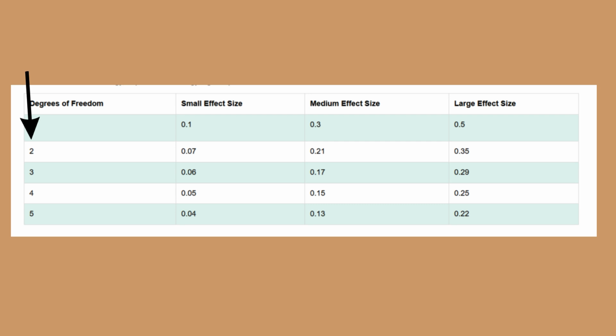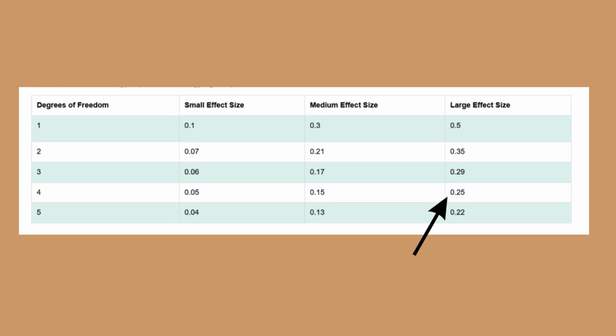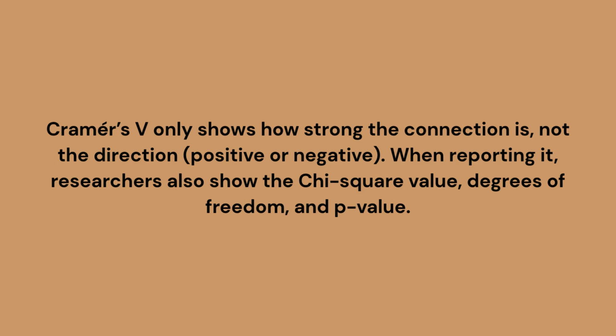When df equals 2, smaller numbers mean the same thing, around 0.07 is small, 0.21 is medium, and 0.35 is large. As the number of categories increases, the cutoff for what counts as large becomes smaller. So, even a V of 0.25 can be seen as a strong relationship when there are many categories. Cramér's V only shows how strong the connection is, not the direction, positive or negative. When reporting it, researchers also show the chi-square value, degrees of freedom, and p-value.